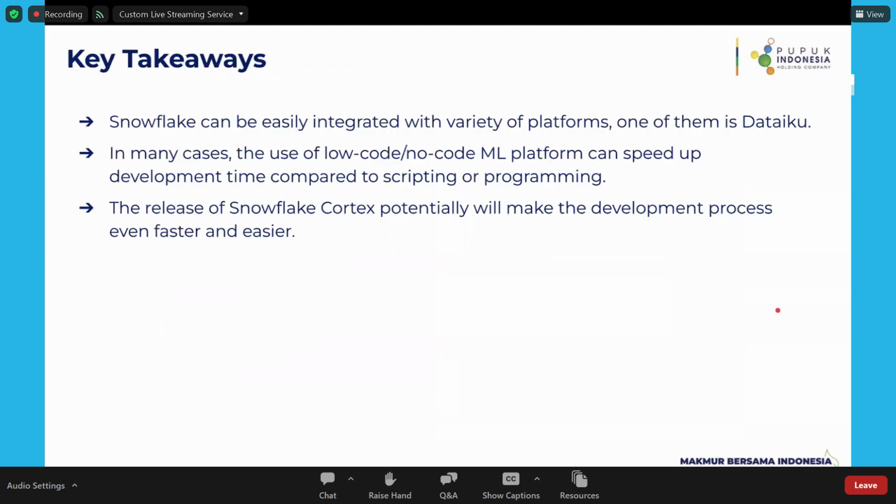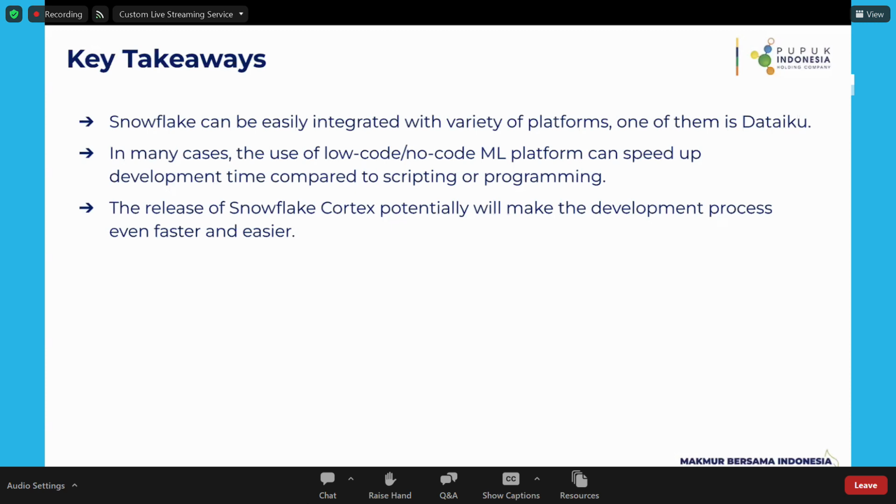Okay, to sum up my session, I think there are several key takeaways. First of all, like I said earlier, Snowflake can be easily integrated with a variety of platforms. One of them is Dataiku, and in our internal data stack, we also have different platforms like Tableau, n8n, Airbyte, and also data governance tools and machine learning operation tools that can be easily integrated with Snowflake.